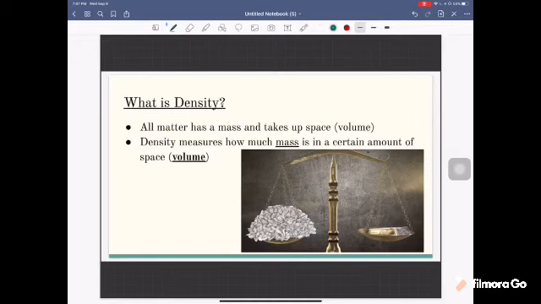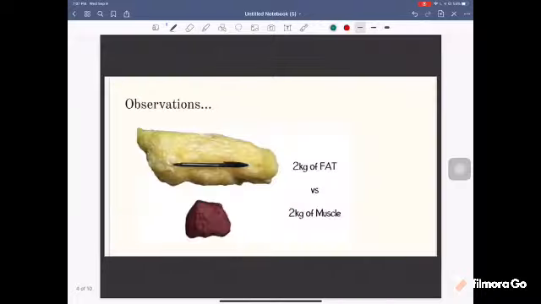So we have established that matter is anything that has mass and takes up space. But density is where we actually start putting things together. So density is the measure of how much mass we have in a certain amount of space or volume. So it is a mass volume relationship. So here are our two concepts that we are going to hone in on. Density is our hardcore concept, and then we have a mass volume relationship. And let's take a look.